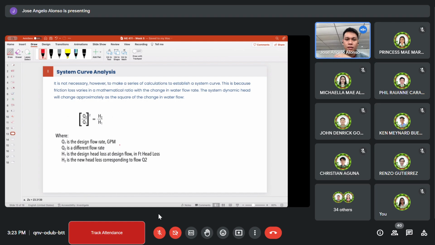So for the system curve analysis, it is not necessary, however, to make a series of calculations to establish a system curve. This is because friction loss varies in a mathematical ratio with the change in water flow rate. The system dynamic head will change approximately as the square of the change in water flow. So sinasabi pala dito na kapag determine na natin yung initial head loss at a corresponding volume flow rate, madidetermine na natin yung mga succeeding head losses H2, so on, so forth, for corresponding volume flow rate using these equations on the left.